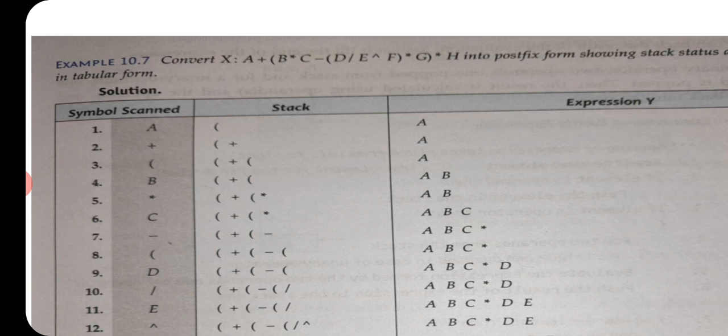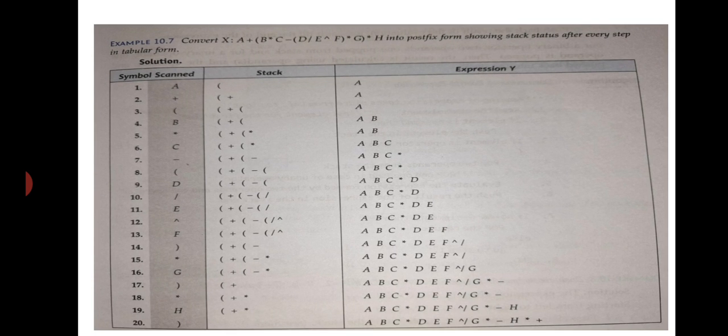Now if we explain this with this table, I think it will be more clear to you. So we are going to start the conversion from the start of the page. Suppose this is our expression x equal to a plus left parenthesis b multiplied by c minus again left parenthesis d divided by e exponent f and close the parenthesis multiplied by g again close parenthesis multiplied by h. Now if we are going to convert, then first we have to make the table.